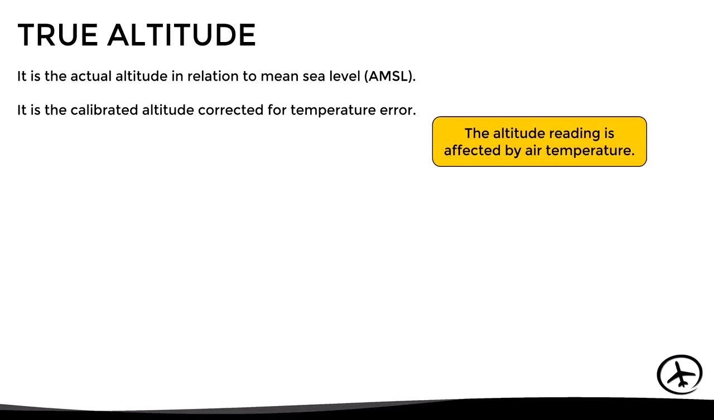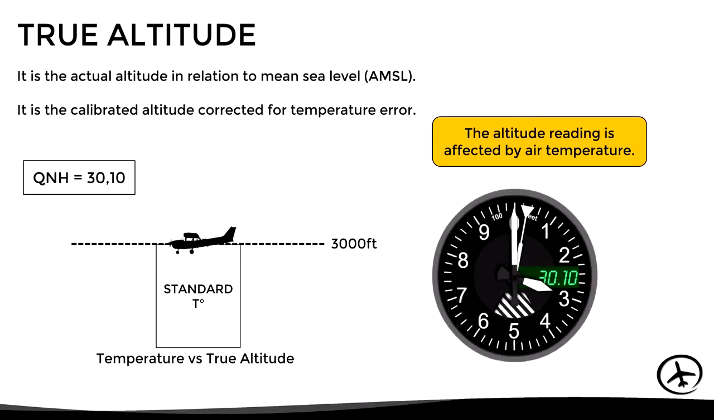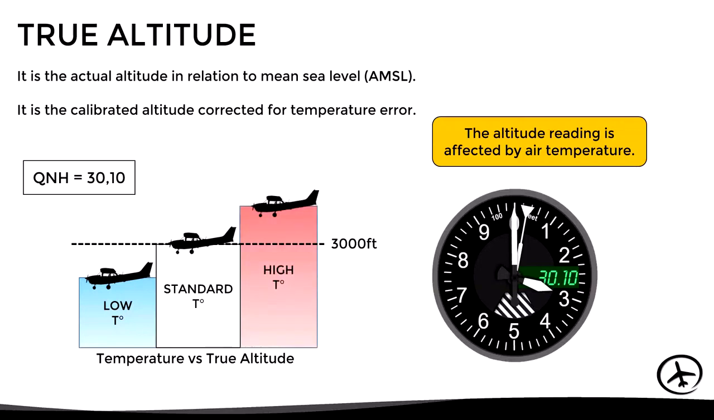For example, if an aircraft is flying under standard temperature conditions with the current QNH of 30.10 adjusted on the altimeter, it will indicate the true altitude. However, if the temperature is lower than standard, even using the correct QNH, the true altitude will be lower than the indicated altitude. Otherwise, if the temperature is higher than standard, the true altitude will be higher than the indicated altitude. This error occurs due to the pressure distribution with altitude at different temperatures.